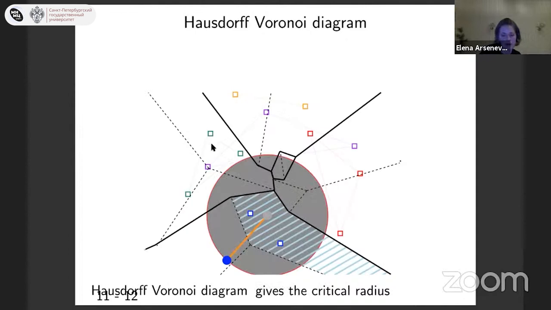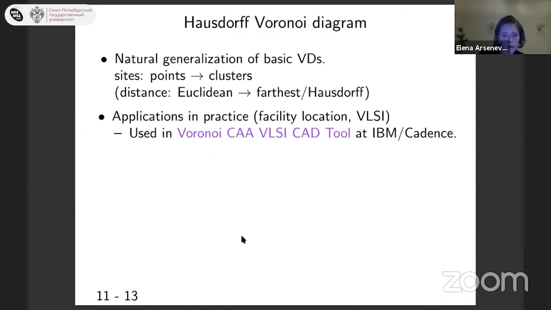Yeah, so if I have a defect of exactly the size of the distance from my point to the site where it belongs, then I will have a problem during manufacturing. So yeah, here's why it's very interesting, not only because of this problem, but just because it's a very natural generalization and it's considerably more complicated than a standard Voronoi diagram. So it's not a planar graph of size order of n anymore. It can be more than this in particular. Also it's applied, because it solves this critical area problem.